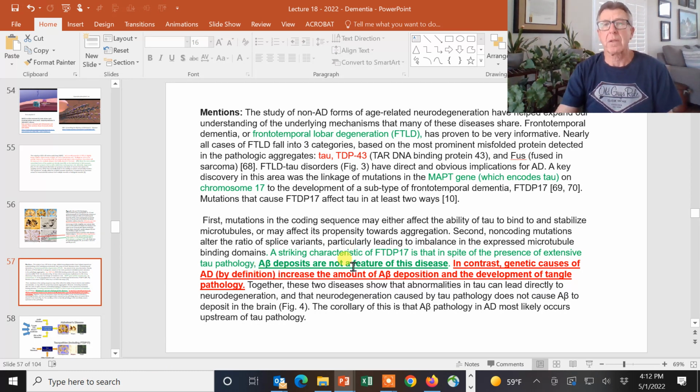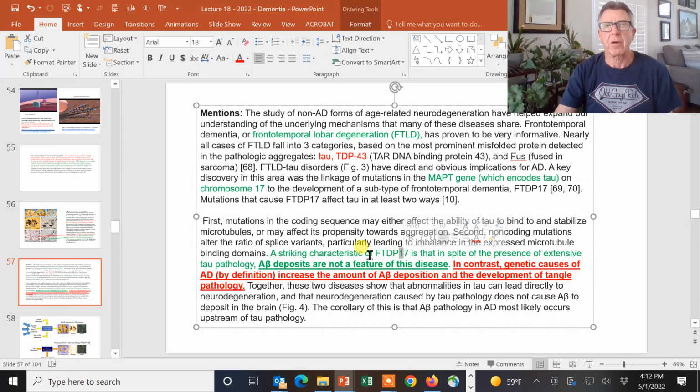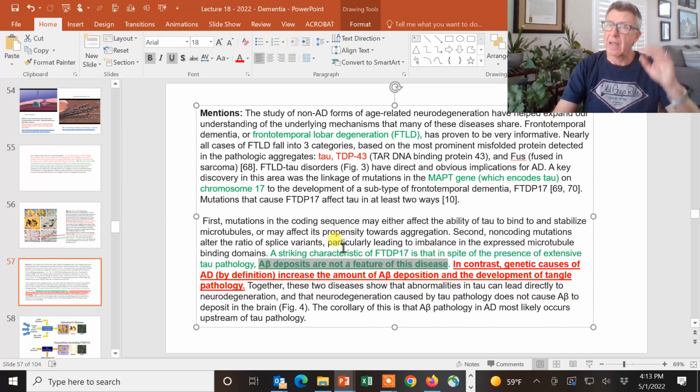So what's going on? We see that a striking characteristic of a mutation in chromosome 17 for frontotemporal dementia is that it has extensive tau pathology. Abnormal amyloid beta is not a characteristic feature of this disease. So again, it's a difference. Heavy tau pathology in this.